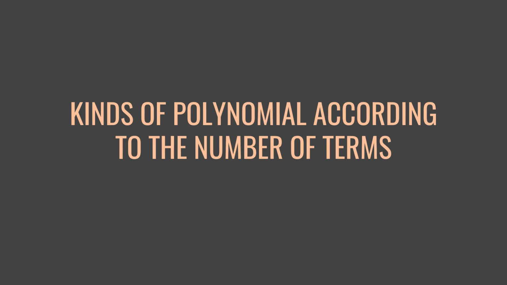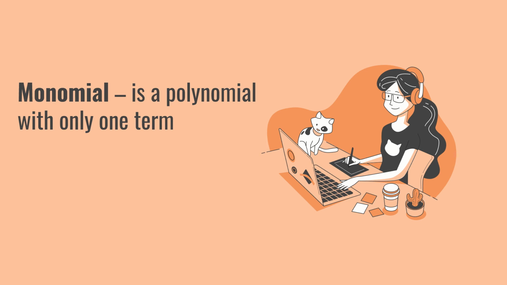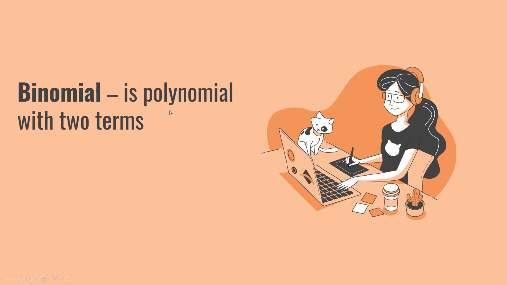So, kinds of polynomial according to the number of terms. A monomial is a polynomial with only one term. Example, x, x squared, 6m. So these are examples of monomial, meaning only one term. A binomial is a polynomial with two terms. For example, x plus 2. So this is our first term and second term. What else? 4x minus 1, 6m plus 2.